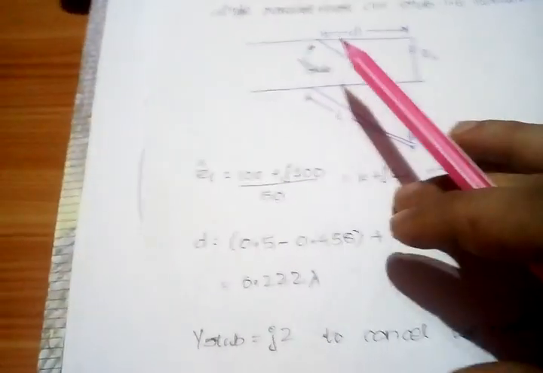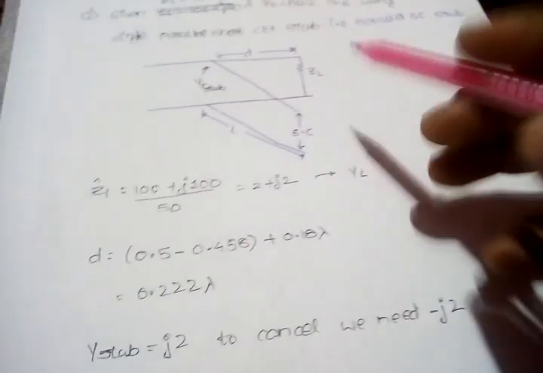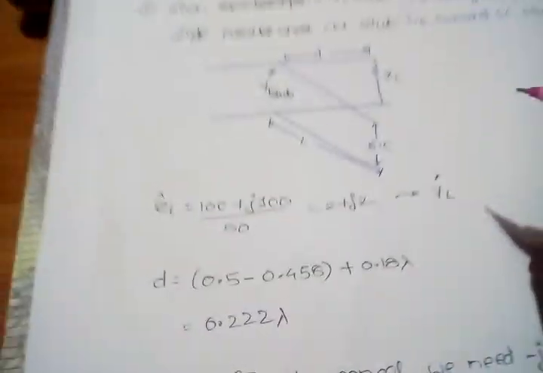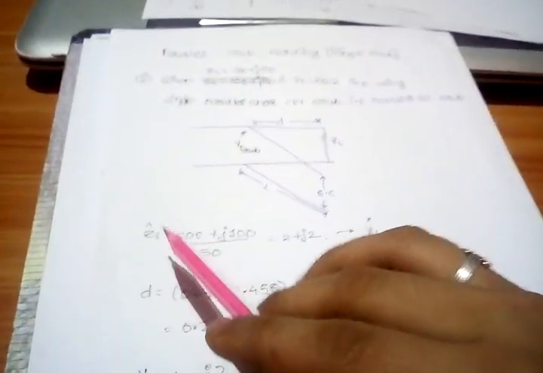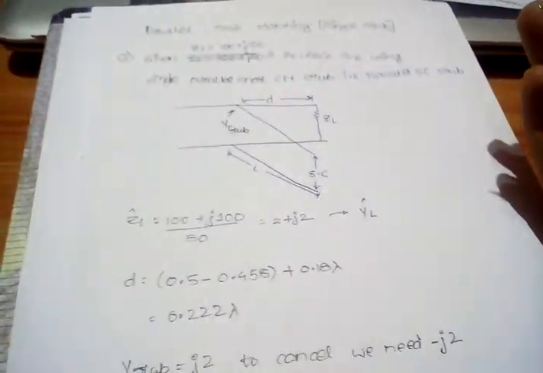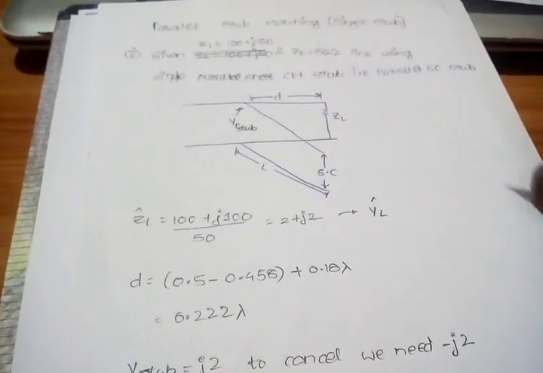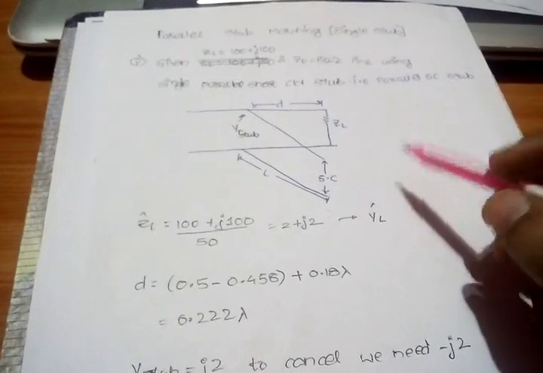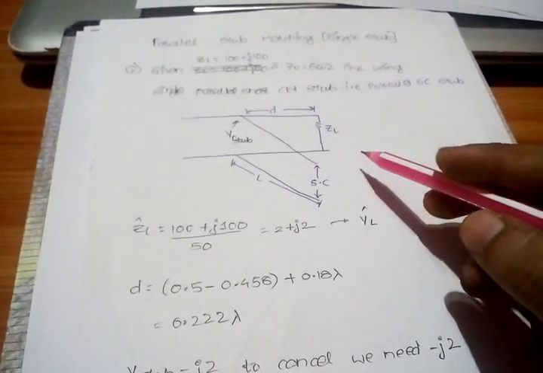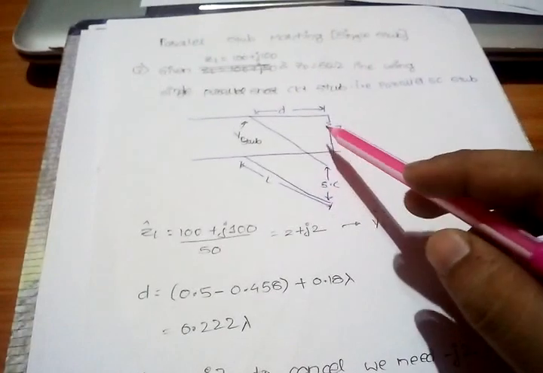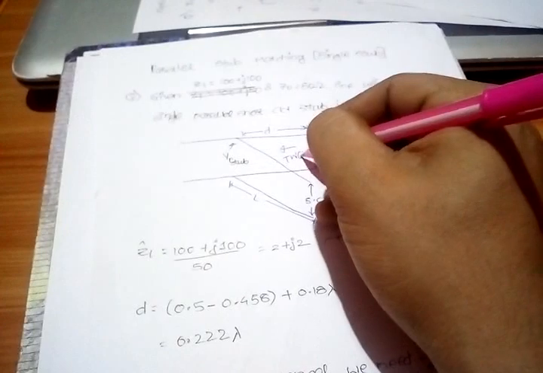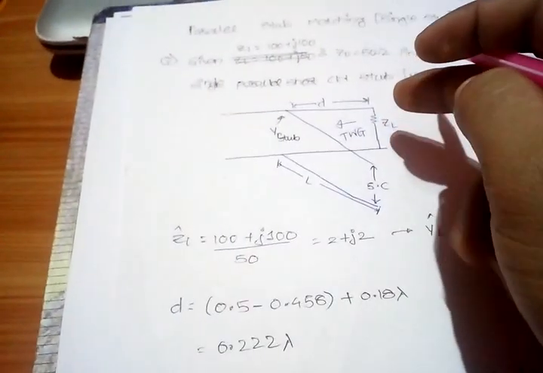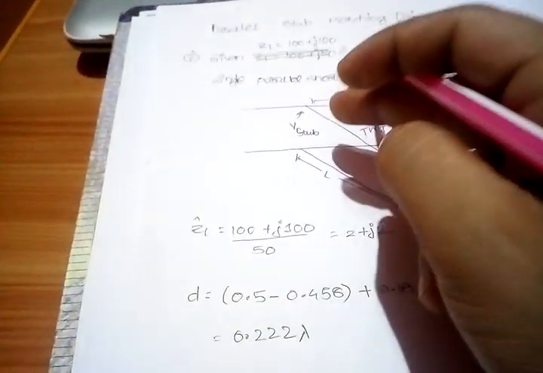Now I need to find the distance at which this stub would be placed. As we all know, the ZL is the point of consideration right now. Please don't get confused. We have just converted ZL into YL because it's a parallel stub. So I need to calculate the distance from the load. As I told you in the early video, this is going towards generator, which is an easy step. So I'll be going from my load towards the generator.